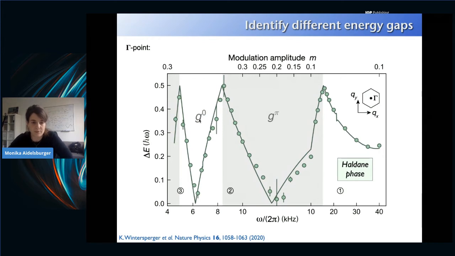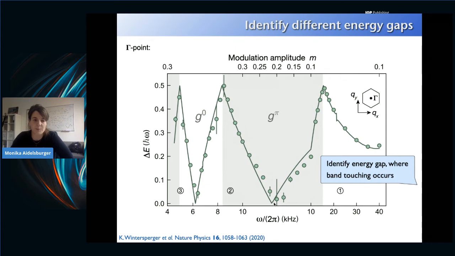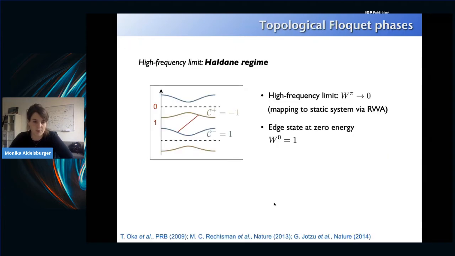So this actually means that from this simple measurement, we can already deduce which one of the energy gaps is closing in the spectrum. And this will be important for determining how the winding numbers change in our system. So this is the first important point to remember, that we have a way to identify where the gap closing point occurs.